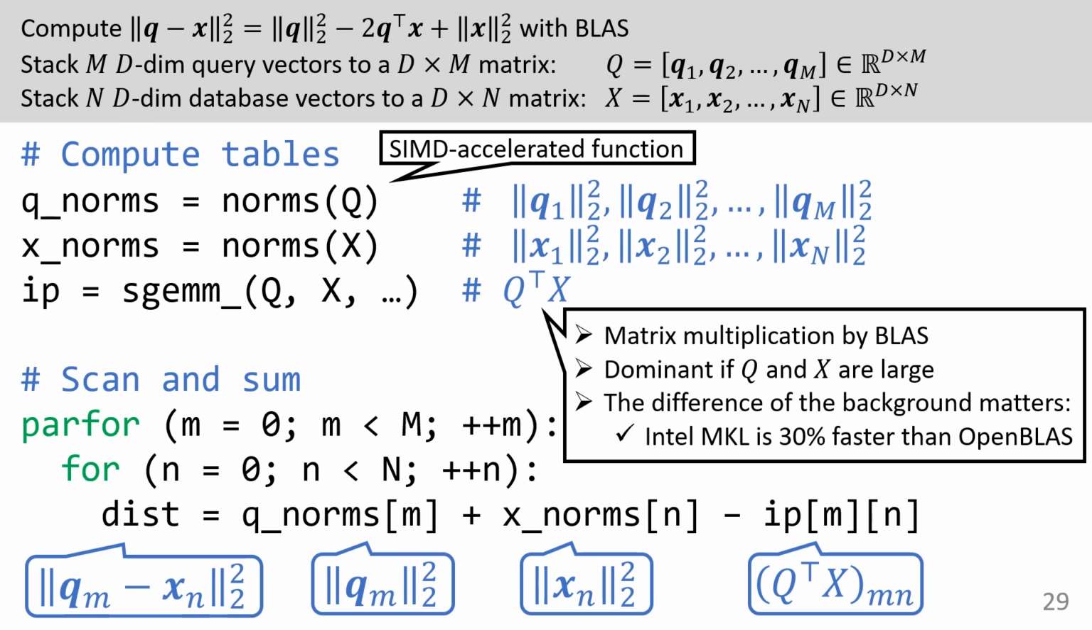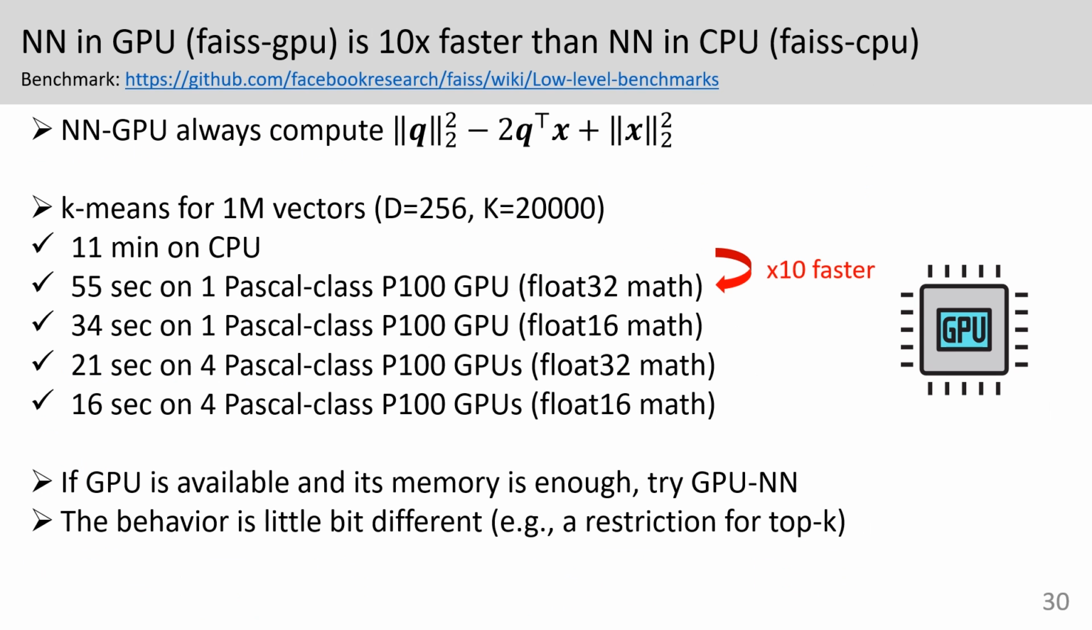Okay. Then finally, I need to say that GPU is much faster than CPU. So Faiss provides a GPU implementation as well, and that is super fast. On a GPU, they always compute this expanded version.